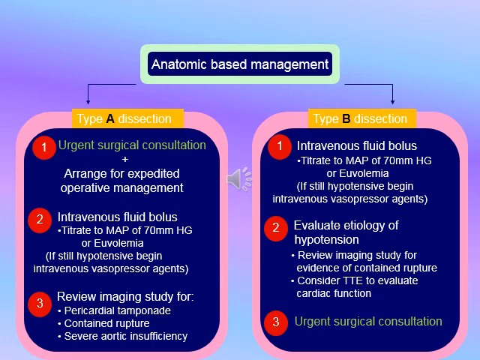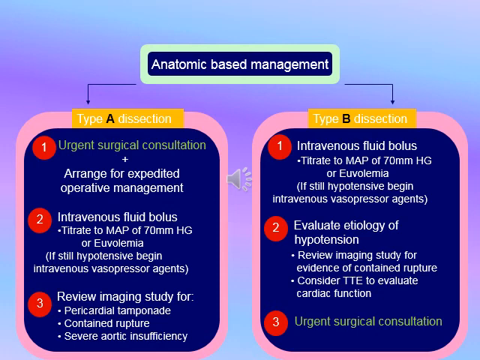العيان ما يبقاش hypotensive. Evaluating the etiology of hypotension, يبقى ممكن أراجع الإيمجز بتاعتي، ممكن أنا I missed a tamponade, يبقى ده ما هوش type B. ماشي, why is the patient hypotensive? If he's continuously hypotensive, reviewing the images for evidence of a contained rupture, whether or not the rupture بتاعي اللي حصل is contained محكوم مقفول. Considered a transthoracic echo for the cardiac function, يمكن patient already has a myopathy أو داخل في cardiogenic shock from another cause.